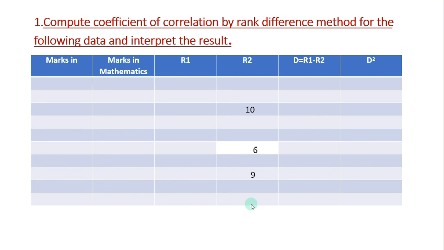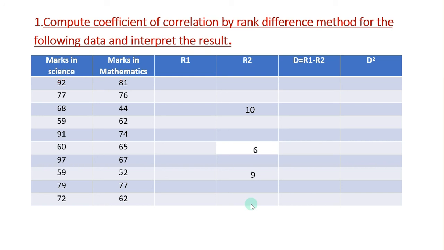Now let us take one problem. Compute the coefficient of correlation by the rank difference method for the following data and interpret. Here two sets of scores are there: marks in science and marks in mathematics. The science marks of the students are 92, 77, 68, 59, 91, 60, 97, 59, 79, 72. These are the scores, and the same students also have scores in mathematics.